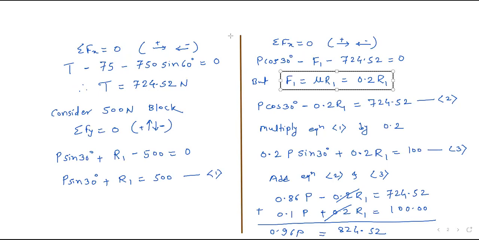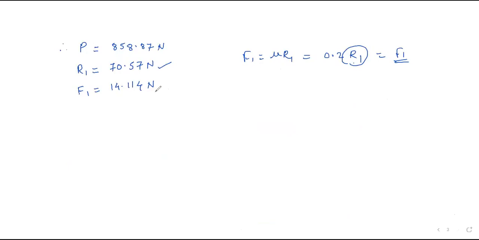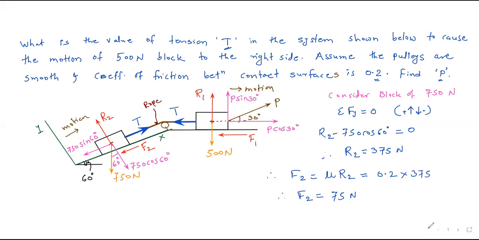Where does this come from? Whenever we use this formula, the frictional force is the coefficient of friction into the normal reaction. So once you know the value of R1, you can easily find out F1 if you know the coefficient of friction. Okay. So from this you can find out this value also. Now this is the numerical, this is the free body diagram. Anybody having any doubt, you can ask me. This is the problem on connected bodies. Okay, frictional problem on connected bodies.